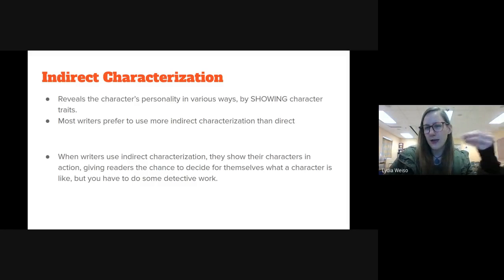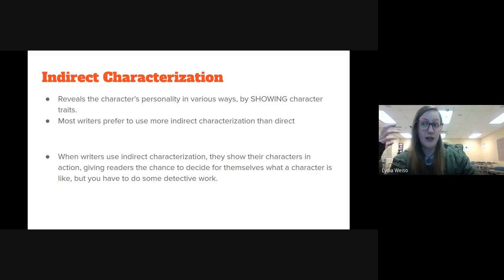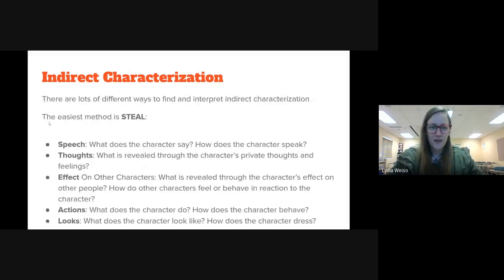It lets you make judgment calls, and it allows for a much richer interpretation of the story, right? Because one person might interpret a story one way, and another person might interpret that same evidence in a different way. But when you use things like indirect characterization, you allow for that kind of ambiguity and that more interesting possibility. So there are lots of different ways to find and interpret indirect characterization.